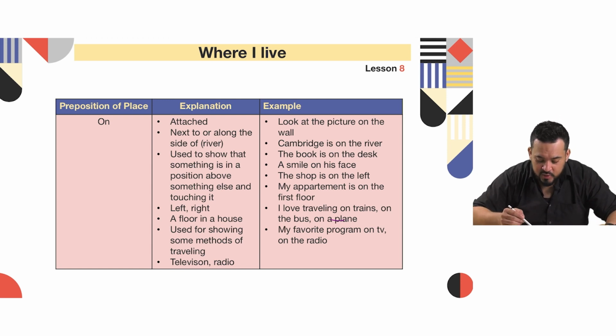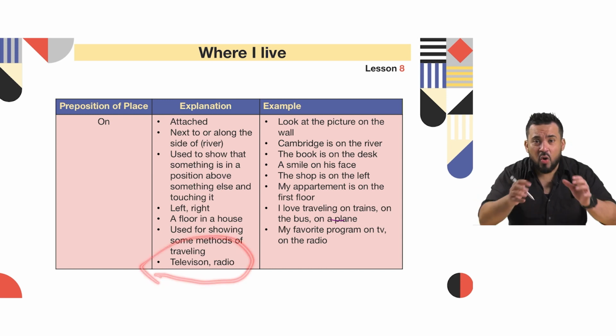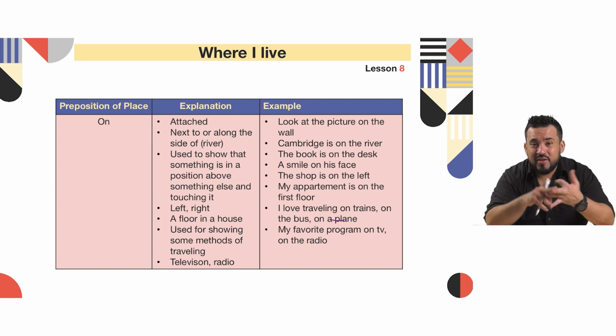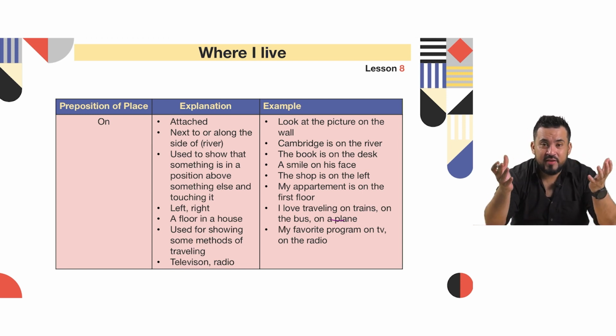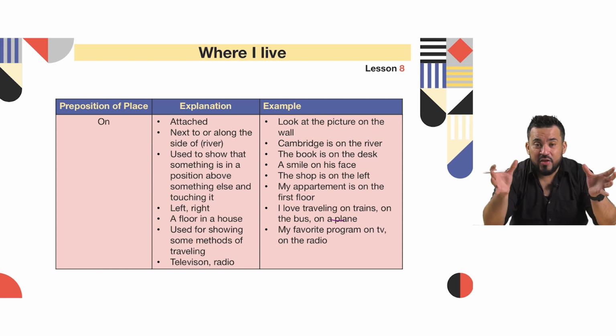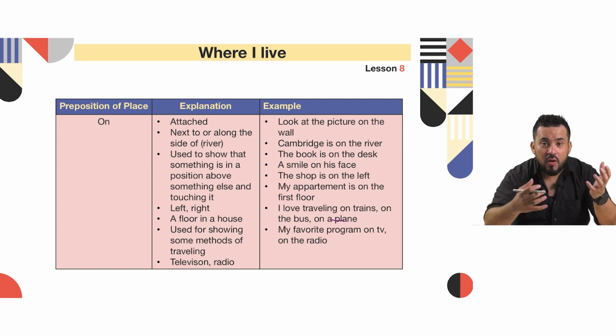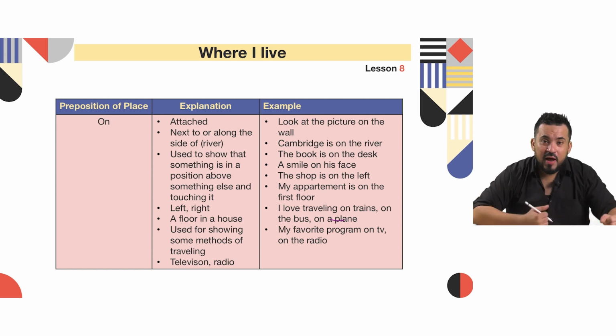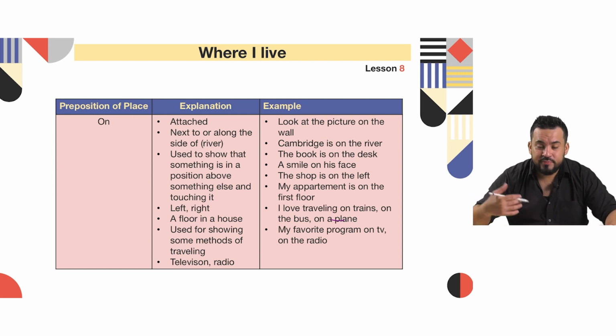It's used for showing some methods of traveling, like on the bus, on a train. Anything on TV, on the internet, phones, tablets, computers, laptops, anything. Any of those you use the preposition "on" with. So I watch it on TV, I saw it on my laptop, I play on my phone. Okay, so let's take some examples.